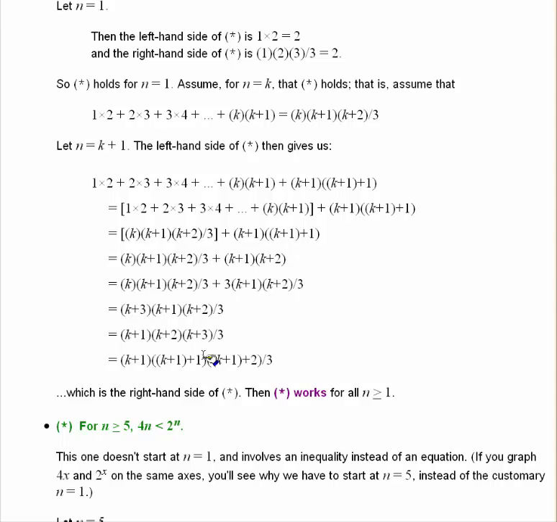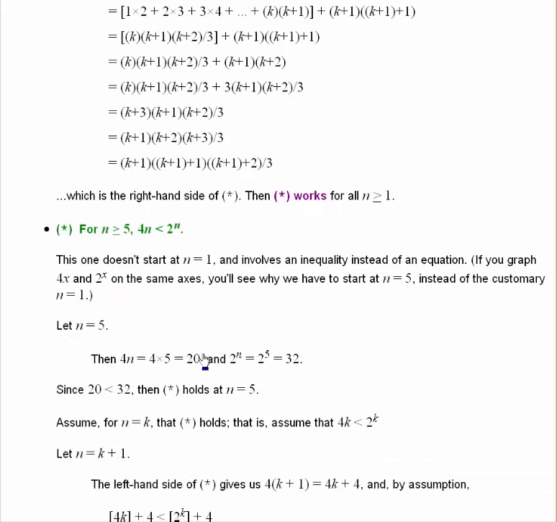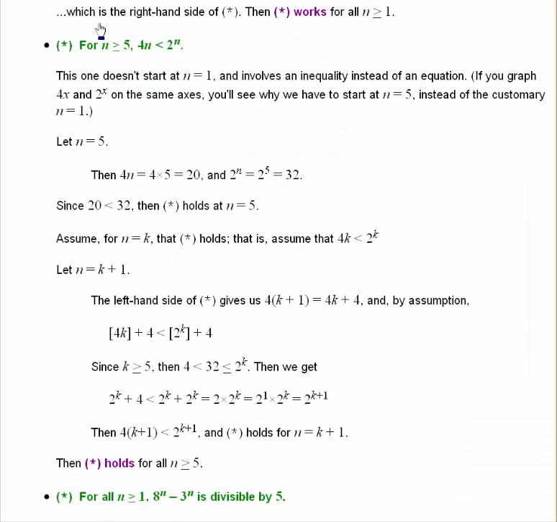Okay, let's go through one more. In this case we're going to prove an inequality. For n bigger than or equal to 5, 4n is less than 2 to the n. Now, in this case, we're not starting at n equal to 1. We're not claiming it works for all whole numbers, only for whole numbers bigger than or equal to 5. Okay, so our base case, our starting point, is going to be n equal to 5.